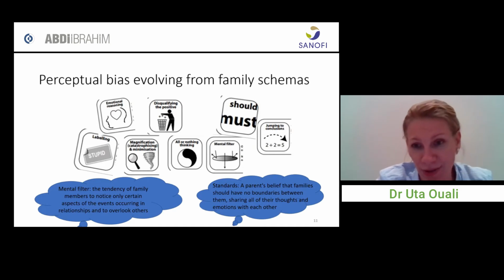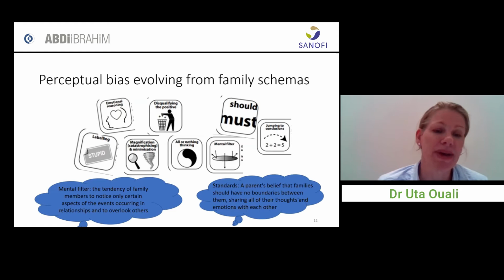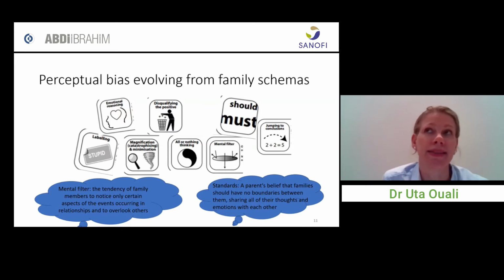For example, and I think you are all CBT therapists once again, so you know most of them. I give you just an example of the mental filter, the tendency of family members to notice only certain aspects of the events occurring in relationships and to overlook others. For example, when you have a brother and a sister, the sister might only see that the brother is bragging and being at times very arrogant, overlooking the fact that this brother also has very good grades and that he's a very good sportsman, which might be in fact one of the reasons why sometimes he's bragging.